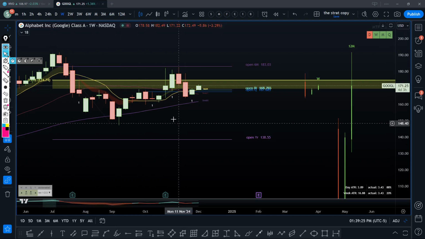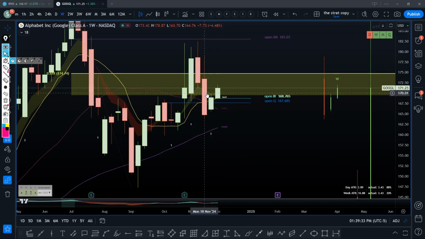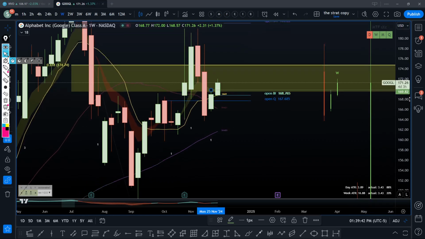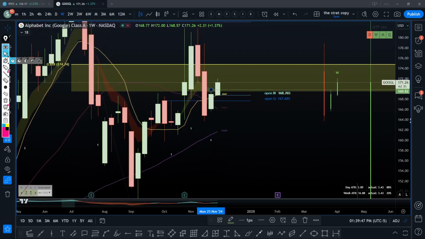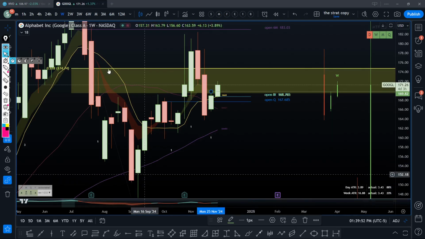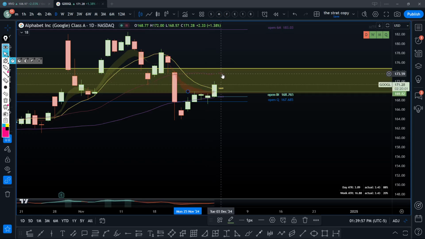So, here on the week, we have a 2-1-2 already happening. This week just started, but we do have a 2-1-2 break to the upside on Google. We also have full time frame continuity, at least from the week up to the year. Again, I do like that 2-1-2 breakout on the weekly on Google.